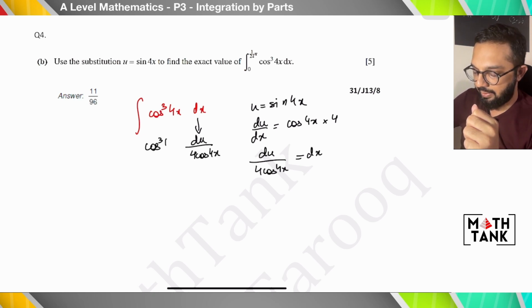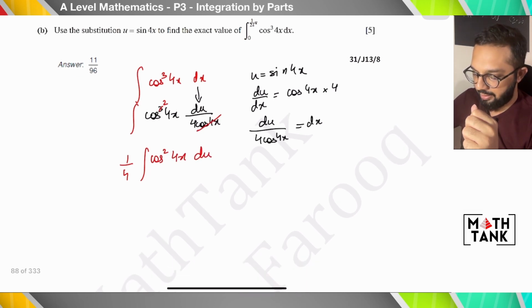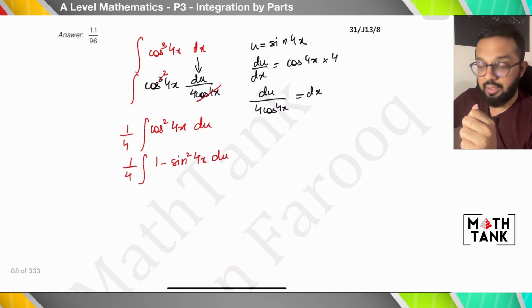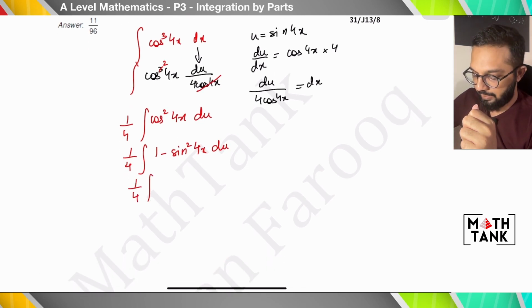So what that helps me do is reduce this. I can pull out the 4 common, and this becomes power 2. So 1 over 4 comes outside, and I'm left with cos squared 4x du. Now I can't go on and integrate x with du, so this becomes 1 minus sine squared 4x, the simple identity that you learn in AS, and this becomes 1 minus u squared du. So that's a simple integration from there: u minus u cubed over 3.